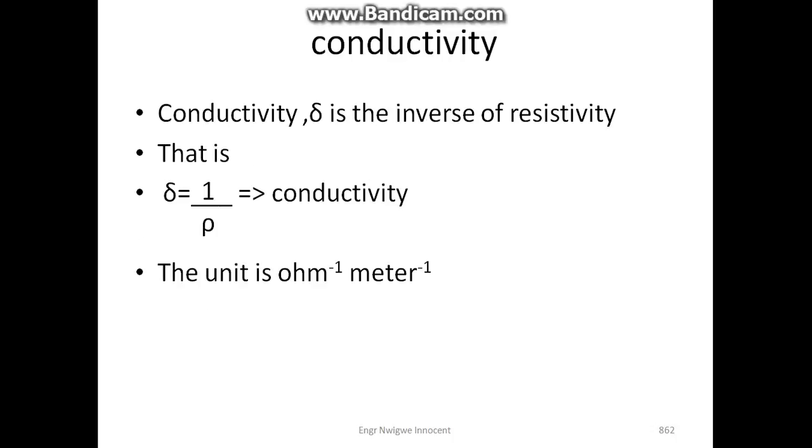Conductivity. Conductivity sigma is the inverse of resistivity. That is, conductivity equals 1 over resistivity. The unit is per ohm per meter.